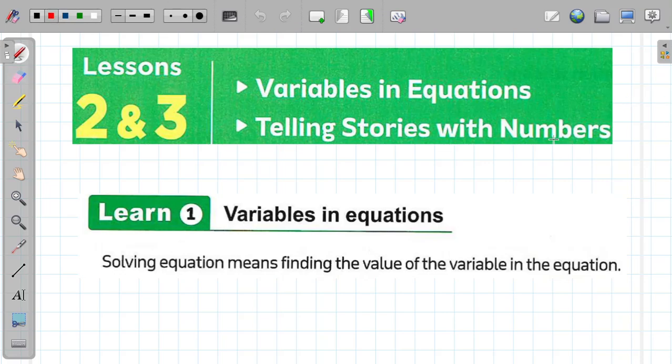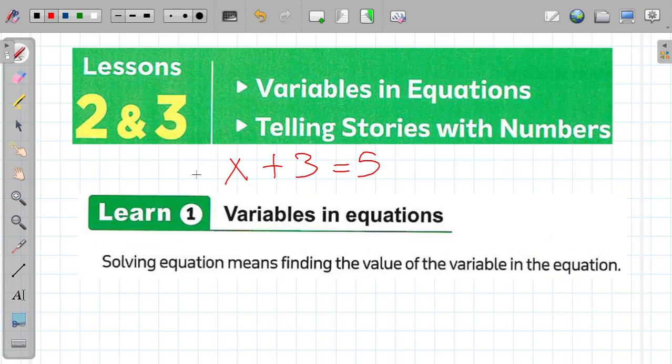Our lesson is about how to solve an equation. Solving an equation means finding the value of the variable in the equation. So if I have an equation like this, x plus 3 equals 5, what is the value of x? Our lesson today is about the ways that we can find the value of x.